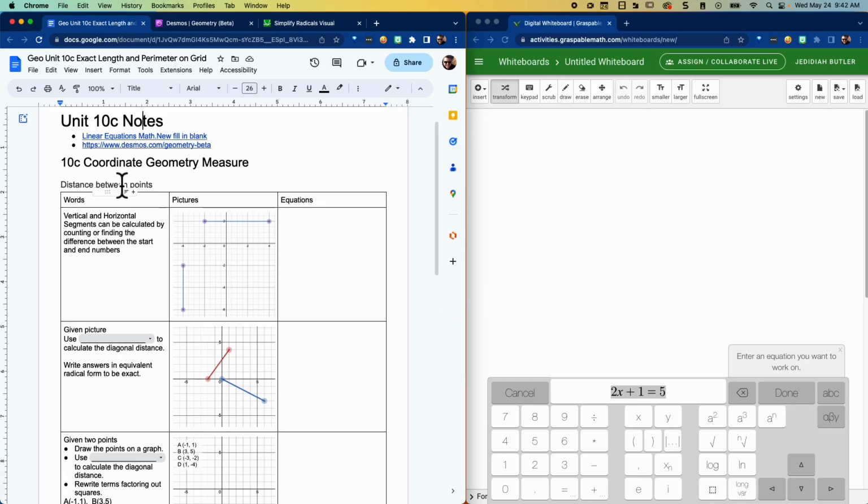Welcome. We're going to do a quick video here on some notes for doing some measurements with coordinate geometry, or measurements of things on a grid. In particular, we're looking at distance measurements. So first, let's start out with just the basic idea of calculating distance in a very simple way. It's just calculating how far you've gone from where you start to where you finish.